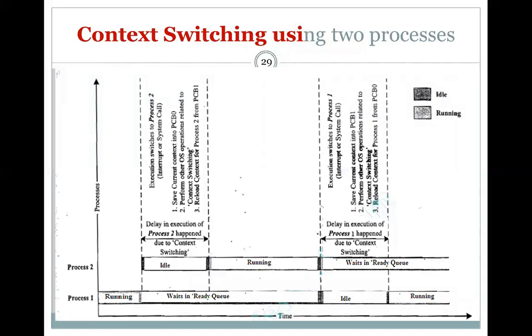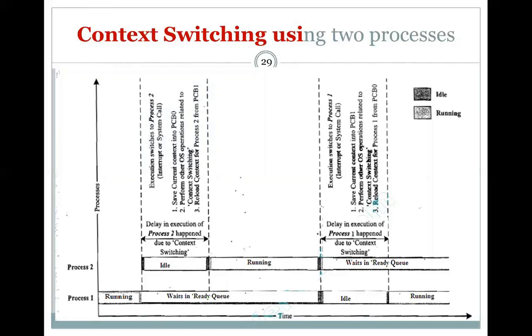This is the diagram for context switching. In this, process 1 and process 2 are shown. When process 1 is in the running state, process 2 is in wait state. If process 1 is in wait state, process 2 is in running state. But before going to running state, for a small time, process 2 will be in the idle state.